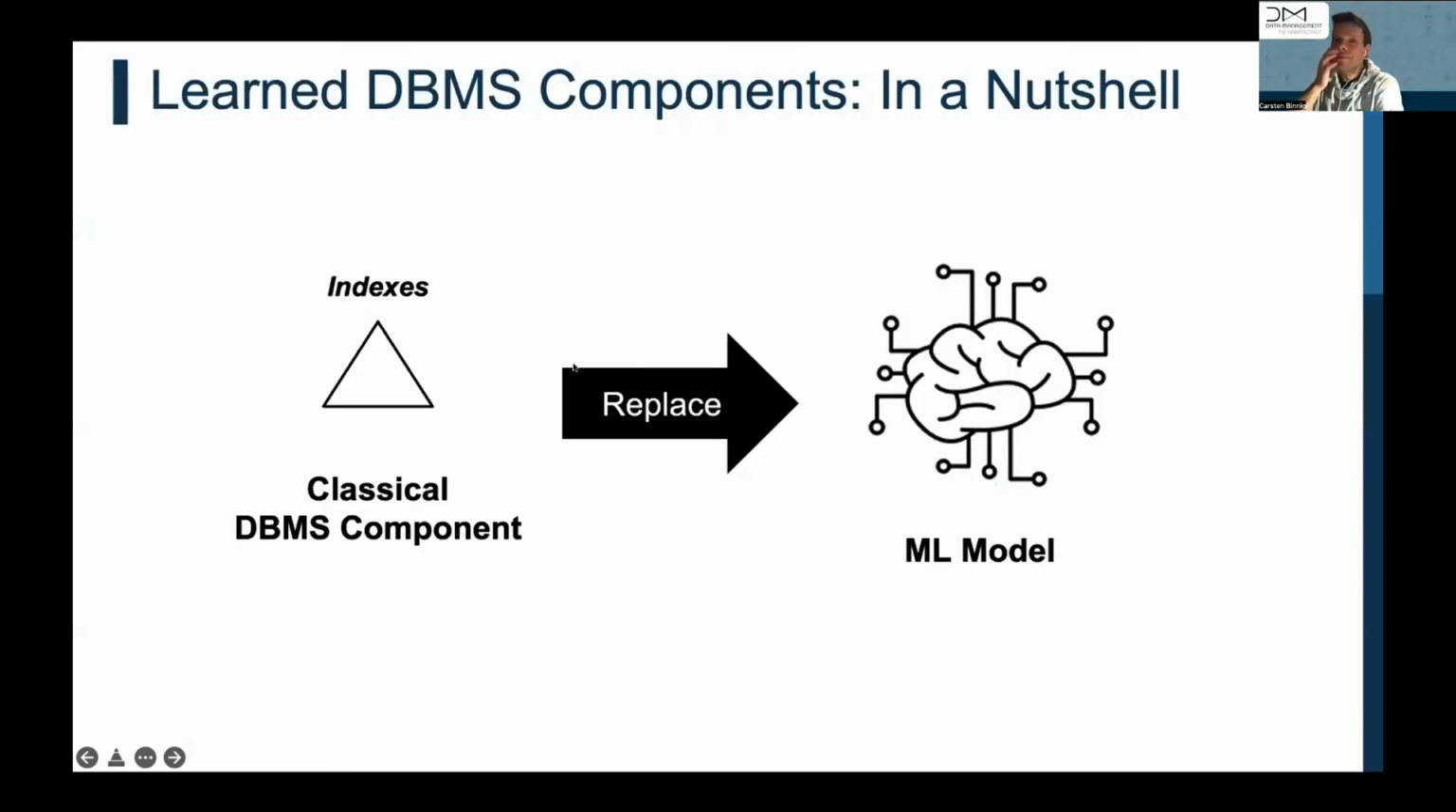Before actually starting, let me maybe bring everybody to the same page. What are learned database management components? The main idea of a learned database management system component is that we want to replace a classical handcrafted component by a machine learning model. The most prominent work that started this line of work is on learned indexes, where people started to replace a classical index structure such as a B-tree with a machine learning model that takes over the same functionality as the database management system component.